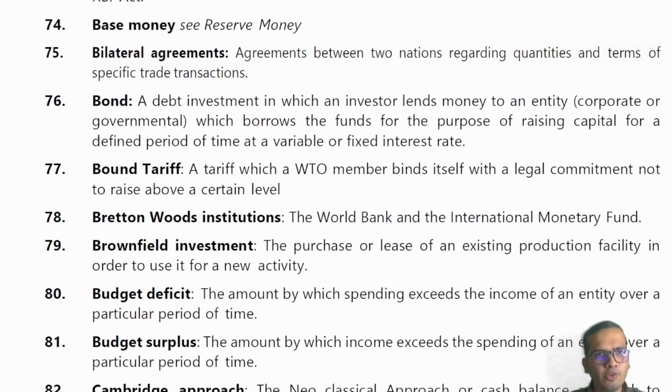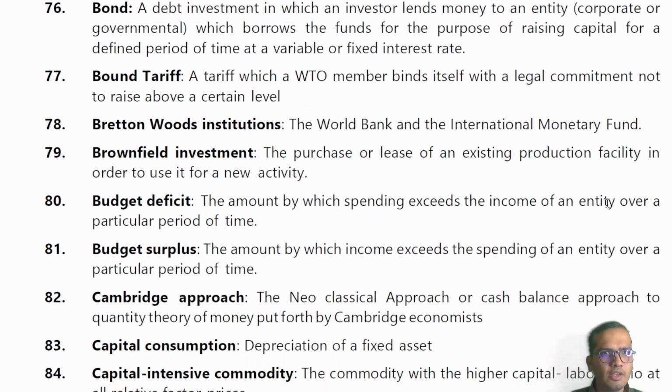Then comes number 74, base money. See also reserve money. 75, bilateral agreements. So agreements between two nations regarding quantities and terms of specific trade transactions. Then comes number 76, bond. So it's a debt investment in which an investor lends money to an entity, could be corporate or governmental, which borrows the fund for the purpose of raising capital for a defined period of time at a variable or a fixed interest rate.